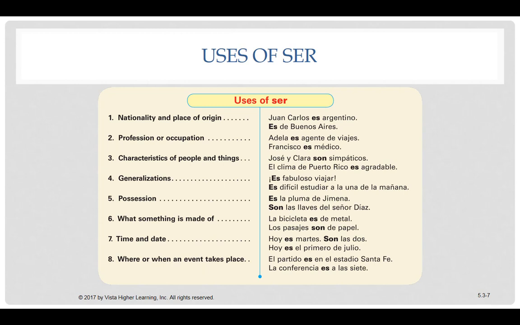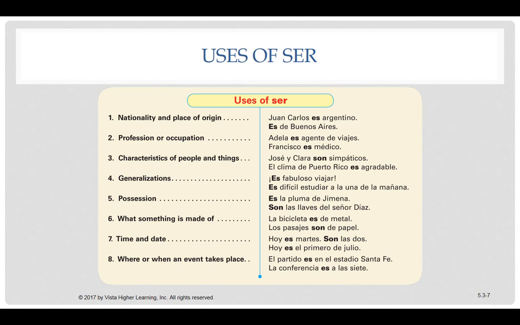What something is made of. La bicicleta es de metal. Los pasajes son de papel. The bike is made of metal. The tickets are made of paper.